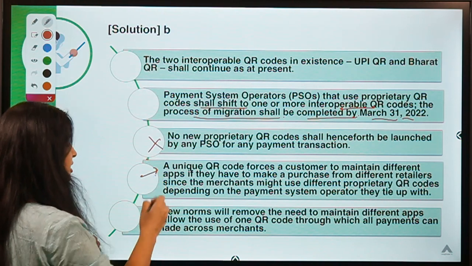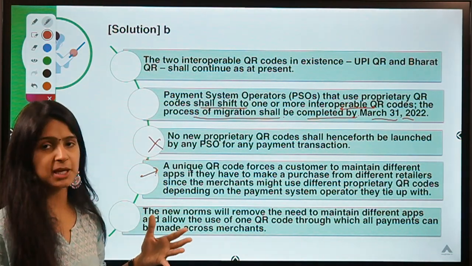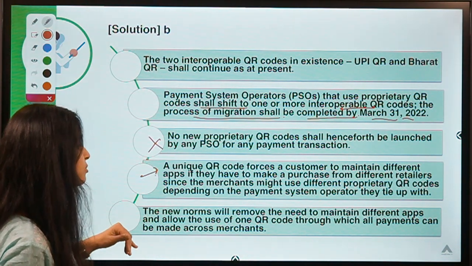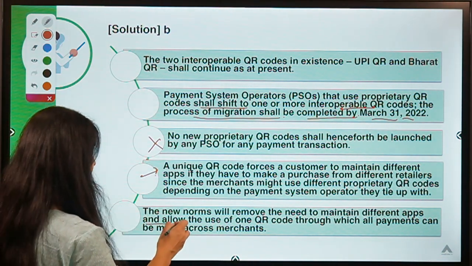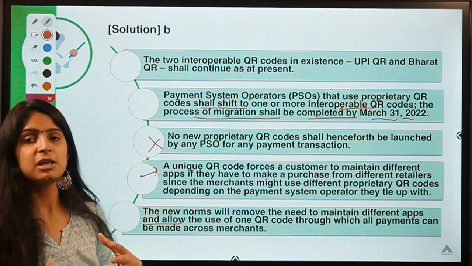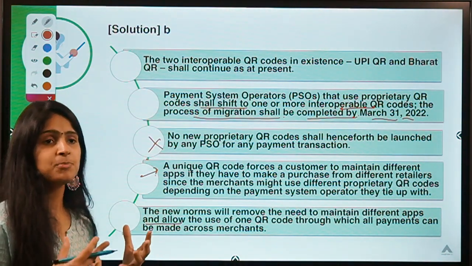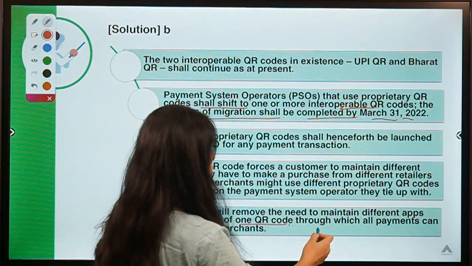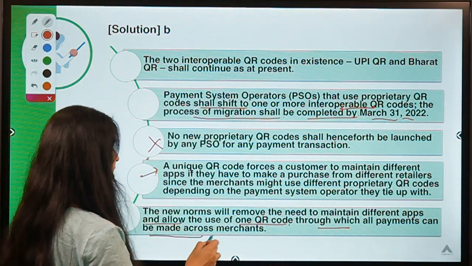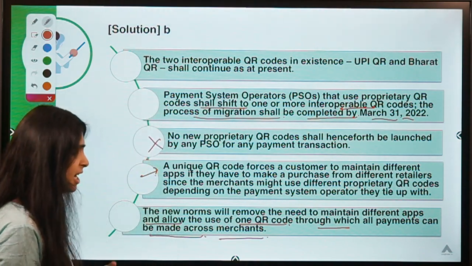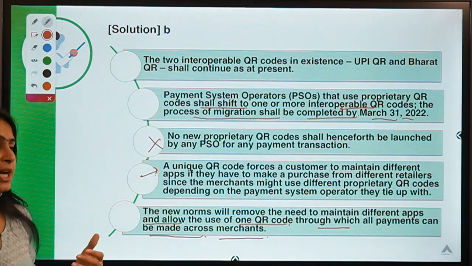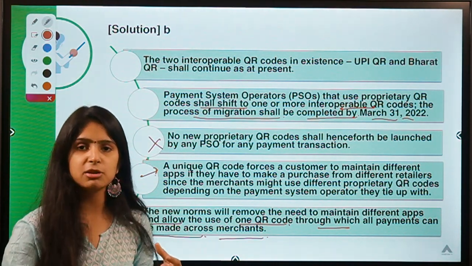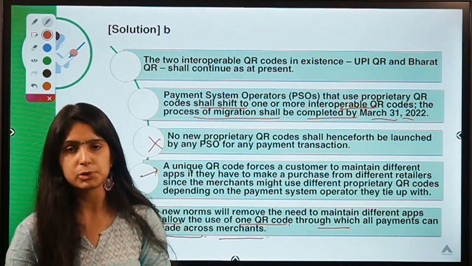As I just told you, if we have a lot of proprietary QR codes, then it is going to be difficult for customers. So the new norms will remove the need to maintain different apps, so that the transaction is simple and hassle-free for the user, with the use of one QR code through which all payments can be made across merchants, right? It is difficult for merchants also, because they have to get in touch with different payment system operators and then get a QR code. It is difficult for them also, right?